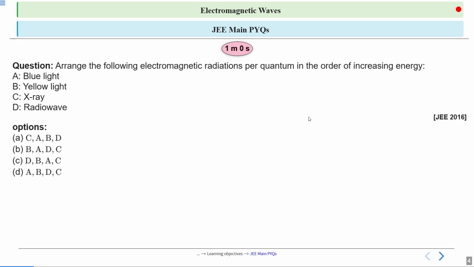Okay, so four types of electromagnetic waves are given. Blue light. Blue light lies in visible region. Yellow light also lies in visible region. X-ray, radio wave. So which option is correct? Which option is according to their increasing energy? CABD means you have to write the electromagnetic waves in the order of ascending order, in the order of increasing energy. So CABD, BADC, DBAC, ABDC. So I will give you some time to solve it.